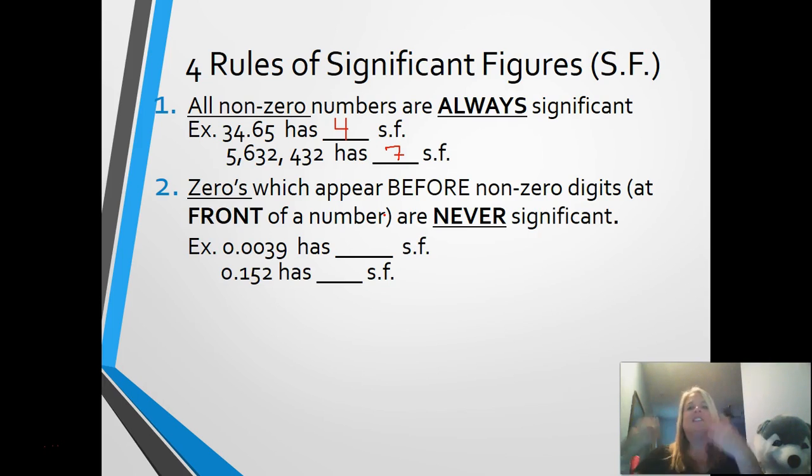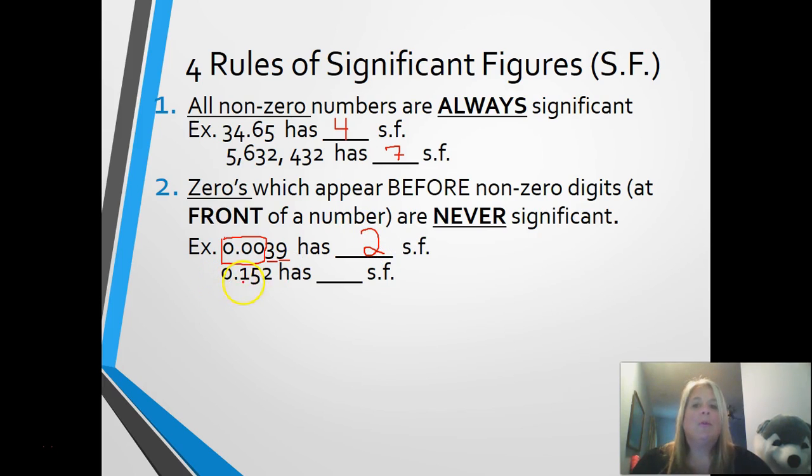It's the zeros that are tricky, and zeros can be in 3 different places, so we'll start at the beginning. Zeros can occur before non-zero digits, the ones that I like to say are at the front of the number. Those zeros are actually never significant. They're just kind of a placeholder to give this number value. These zeros right here are in front of the non-zero digits, and they are not significant. It's not that they're not significant to the value, but they're not significant figures. So we only have 2 significant figures here, the 3 and the 9.